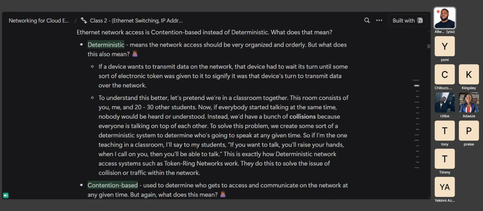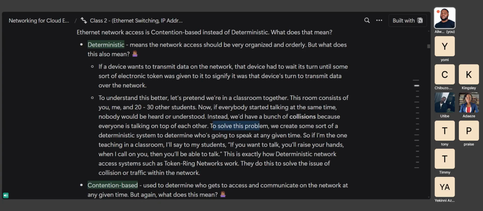Okay. But what does this also mean as well? So if a device wants to transmit data on the network, that device had to wait its turn until some sort of electronic token was given to it to signify that it was that device's turn to transmit data over the network. Okay, so to understand this better, let's pretend we're in a classroom together like we are right now, right? So this room consists of you, me, and let's just say 20 or 30 other students. Okay, if everyone started talking at the same time, nobody would be heard or understood. Instead, we'd have a bunch of collisions because everyone is talking on top of each other, right?